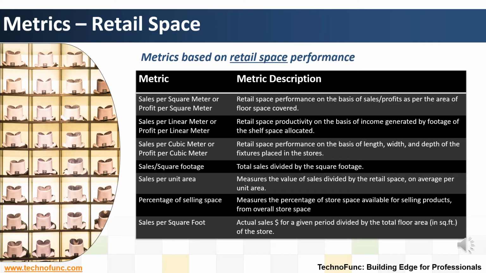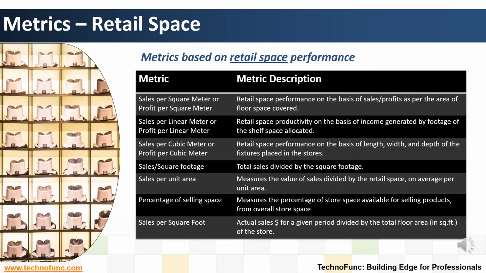You can also measure sales per cubic meter or profit per cubic meter. It measures retail space performance on the basis of length, width, and depth of the fixtures placed in the stores. This measure is necessarily used by the retailers in the frozen food business or those who place dump bins on the retail floor.